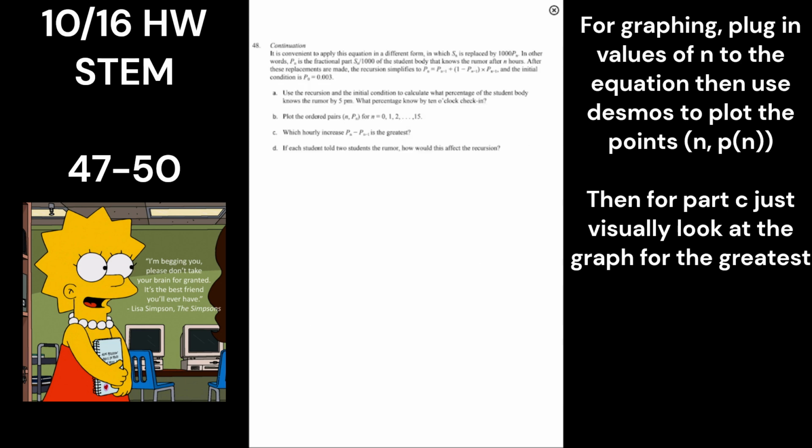Okay, so moving on to question 48. It's a continuation off of problem 47. Right off the bat, this p function right here is useless for the first part of the problem, and for the second and the fourth part of the problem.